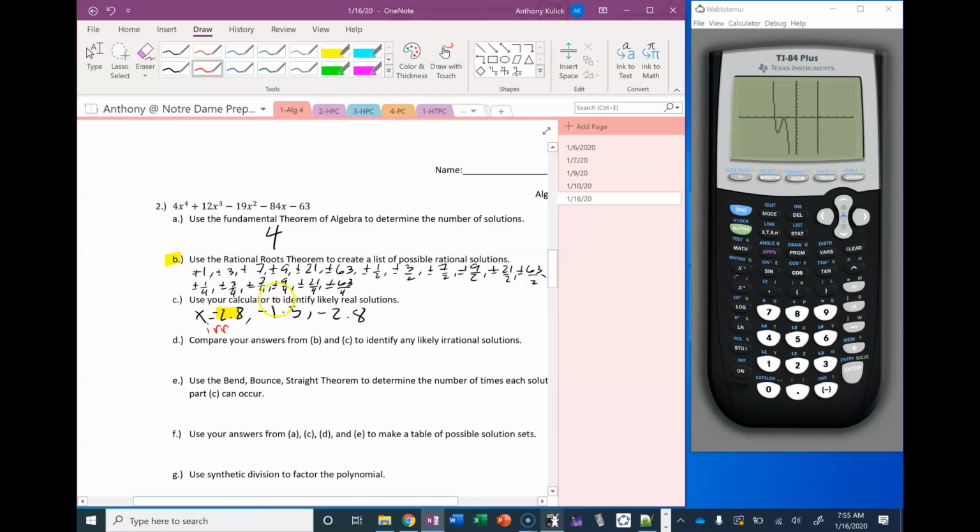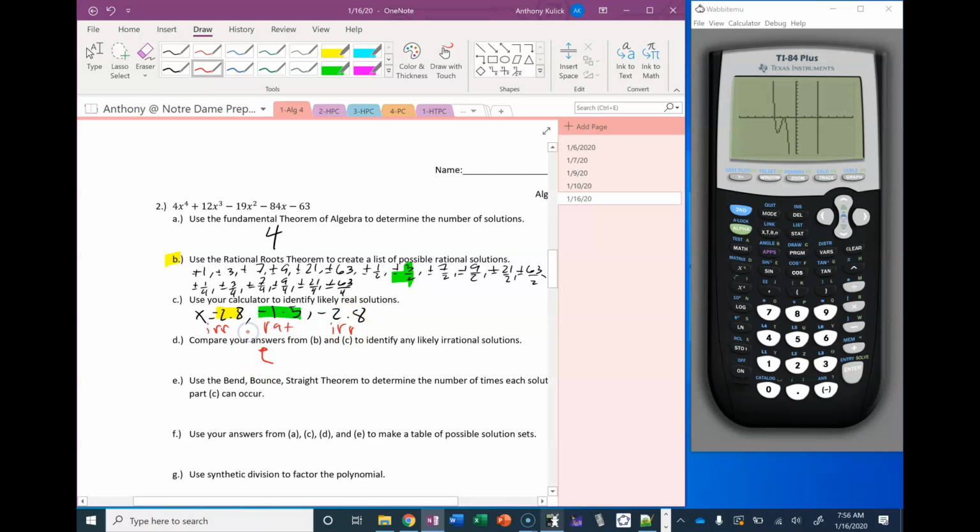Negative 1.5, that one is on our list, right? So that one tells me it's rational. And if positive 2.8 isn't on my list, neither is negative 2.8, right? So those two have to be irrational.